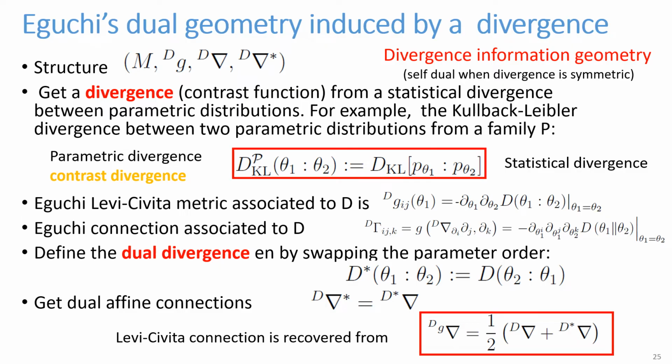Let us now define the dual divergence as a divergence with swapped parameter order and build the affine connection corresponding to this reverse divergence. Then you can show that these affine connections, ∇D and ∇D*, are dual to each other with respect to the metric tensor GD. Notice that when the divergence is symmetric, the forward and backward divergences are identical, and the divergence information geometry is self-dual in that case.